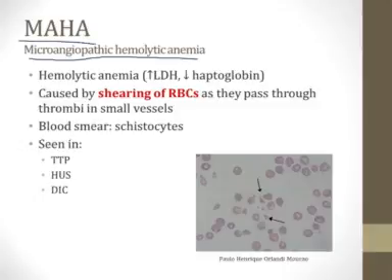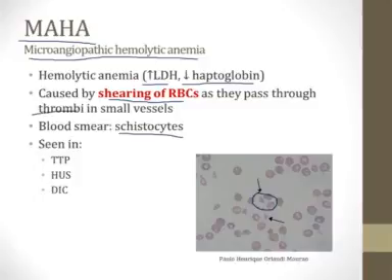Most people call it MAHA. This looks like any other hemolytic anemia with increased LDH levels and low haptoglobin levels. However, there is one special feature, and that is the presence of schistocytes. These are schistocytes shown in this blood smear here. They look like fragments of red blood cells, and these are formed by the shearing of red blood cells as they pass through a narrowed portion of the microvasculature, which is obstructed by thrombi.